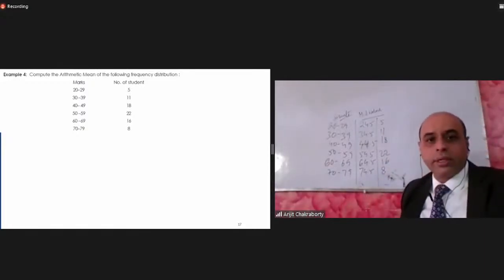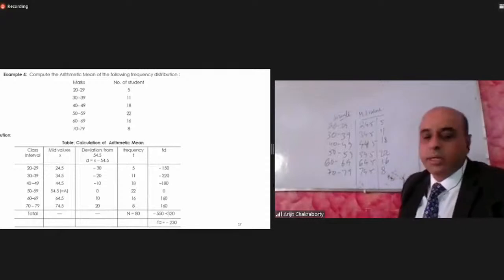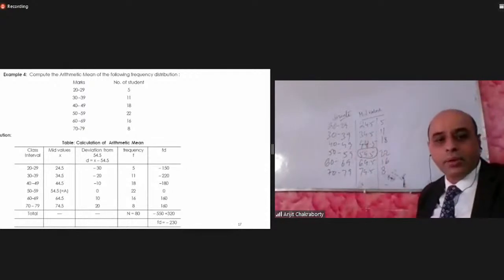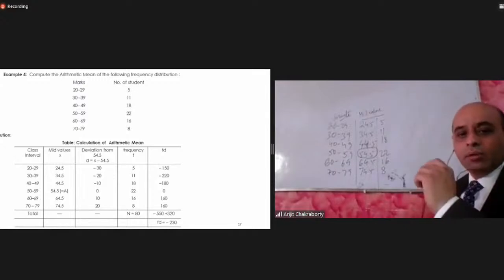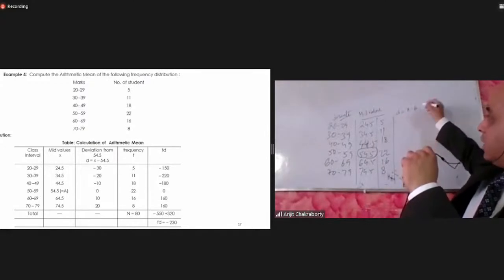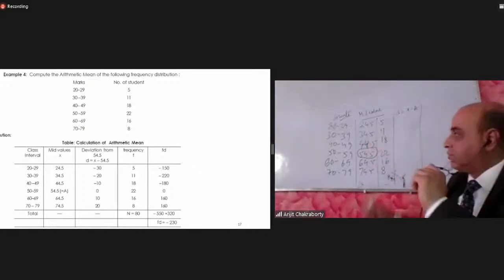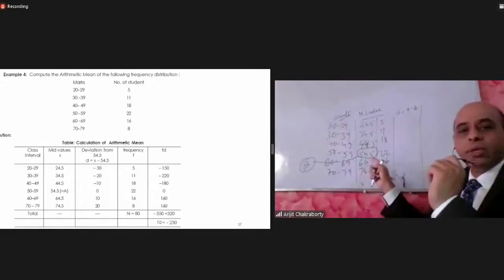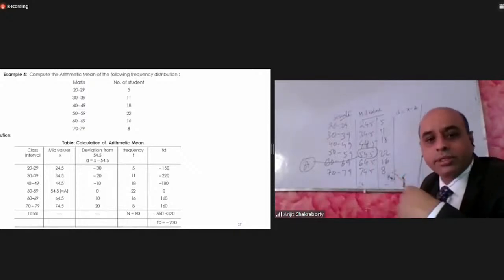Now we are going to take an assumed mean. We are taking 54.5 as the assumed mean. This is called A. 54.5 will be known as A. Now we will find out the deviation. The deviation will be x minus A. Here A is the assumed mean. We are assuming 54.5 as the average, as the mean. So it is called the assumption.